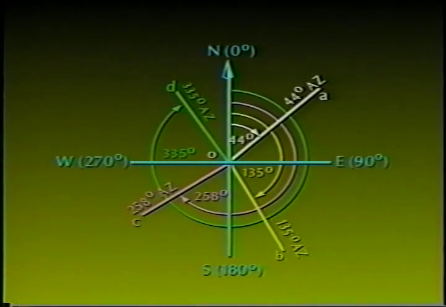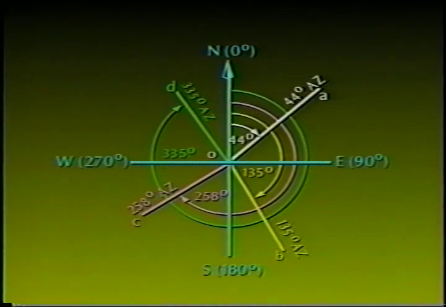The azimuth system is another method of measuring the angular dimension of a survey line. Azimuth measurement originates at the north end of a meridian, 0 degrees, and rotates in a clockwise direction all the way around the circle back to north again, or 360 degrees. Azimuth values fall in a range from 0 degrees to 360 degrees.